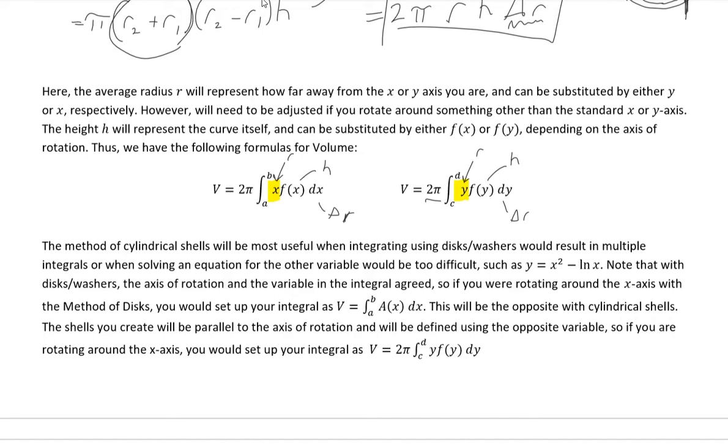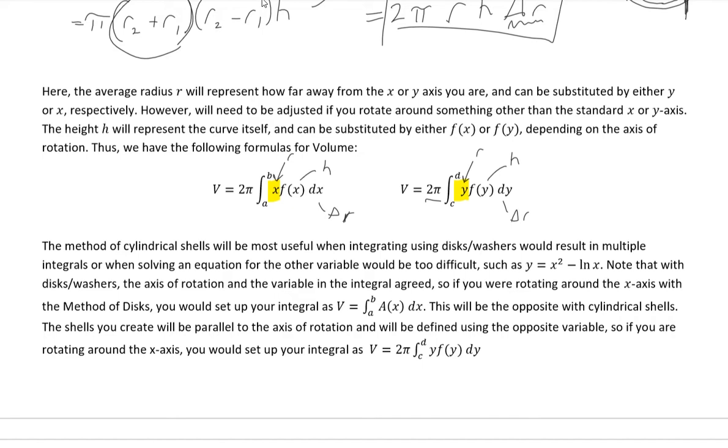However, that also means that we don't need to change the height. So even if we're rotating around a different axis, that's not going to change the height of the shell you were creating. It would change the height before, but in this case, since it's the shell away from it and we're rotating just around a different axis, the height of the curve is still the same regardless. So we don't need to change f of x or f of y.